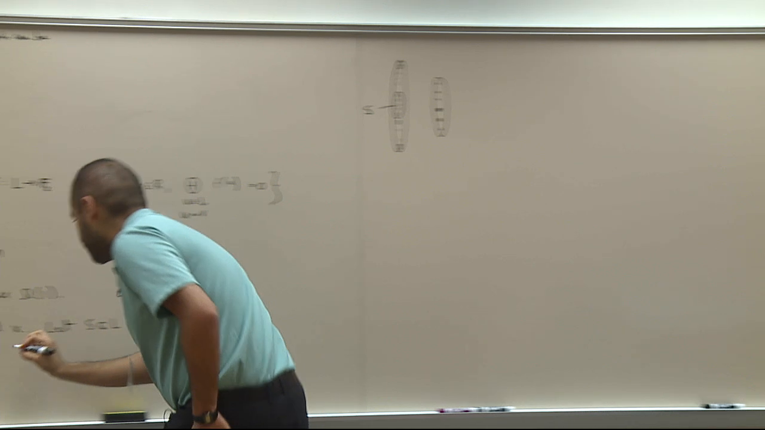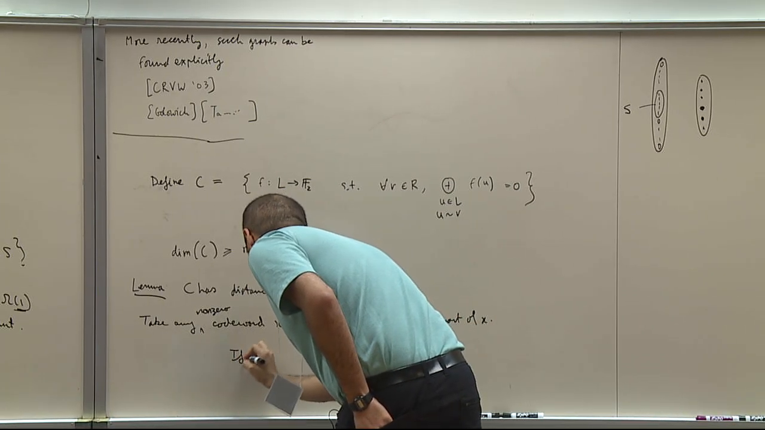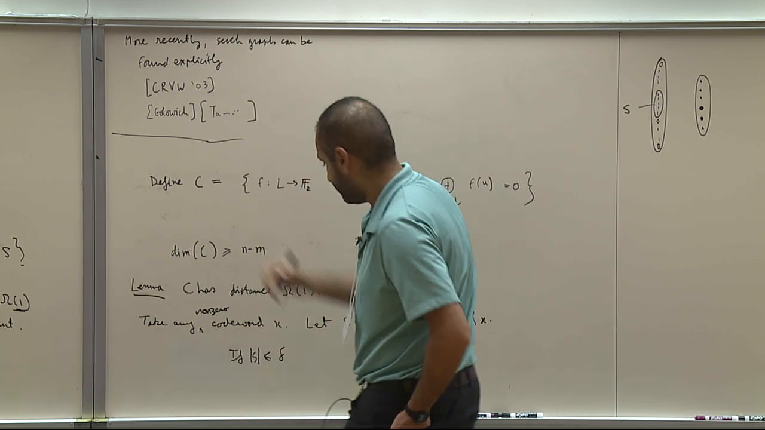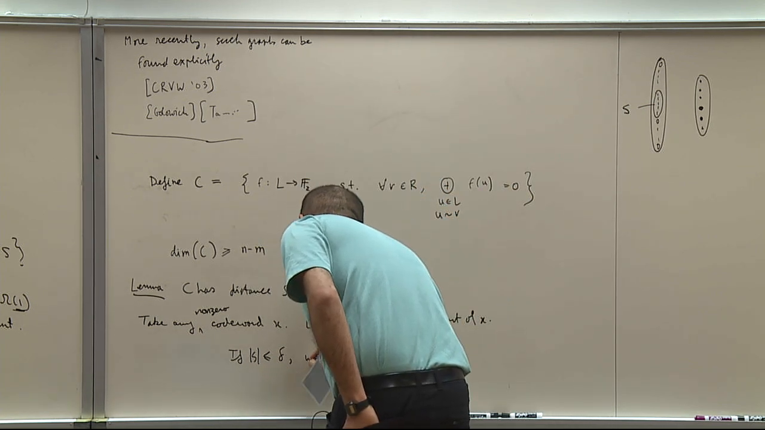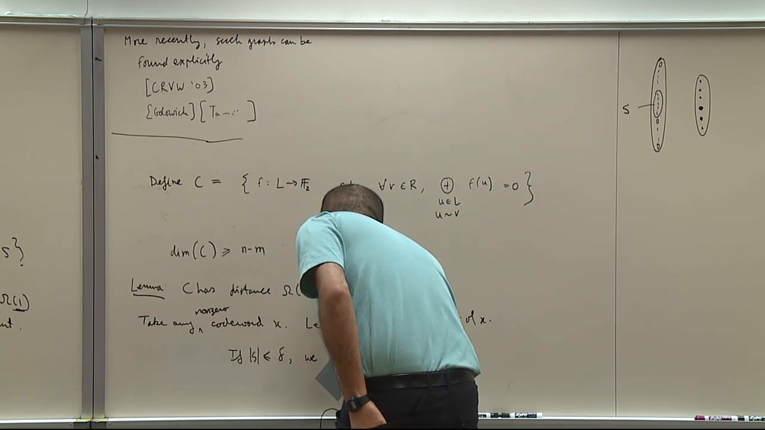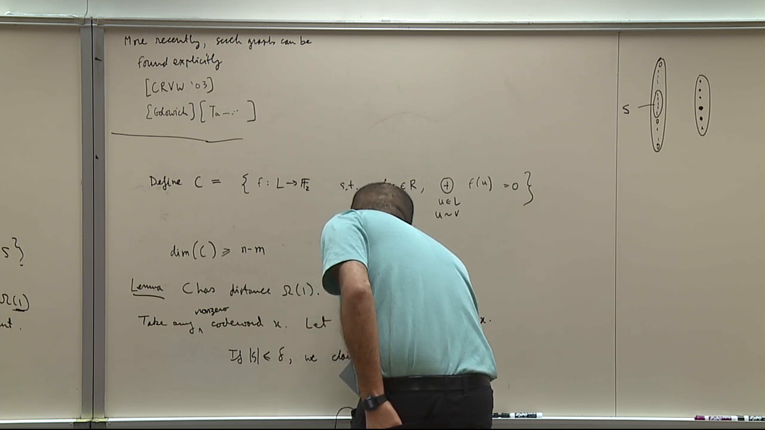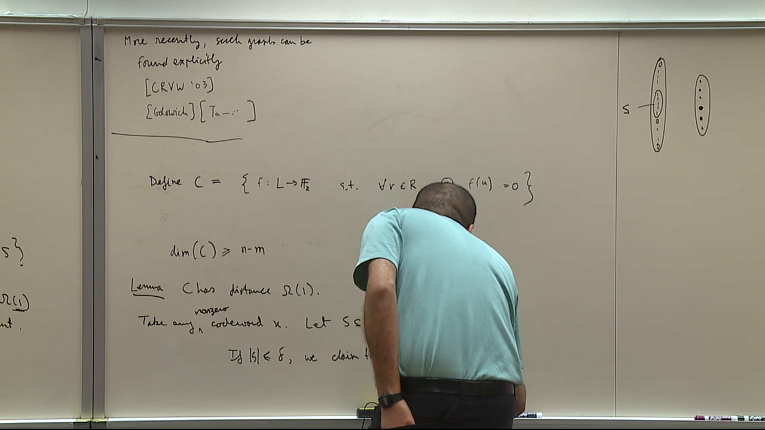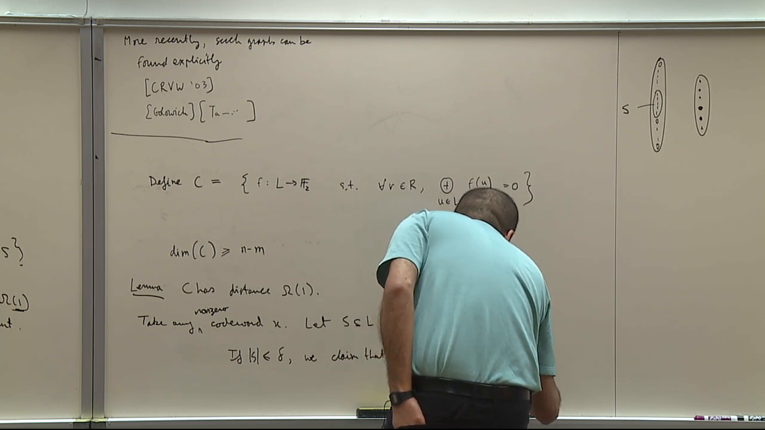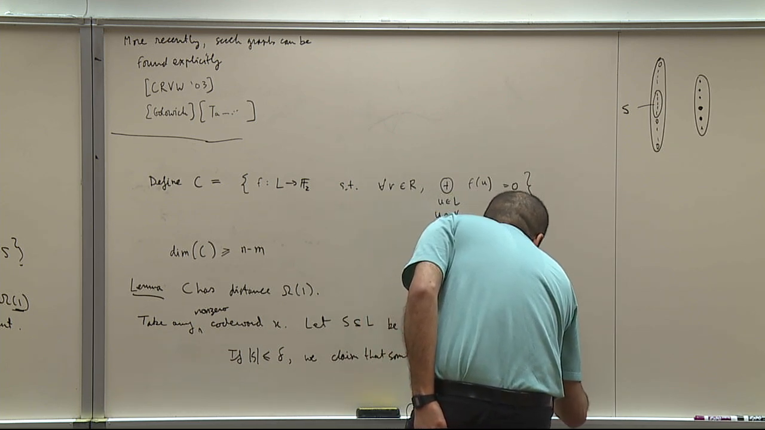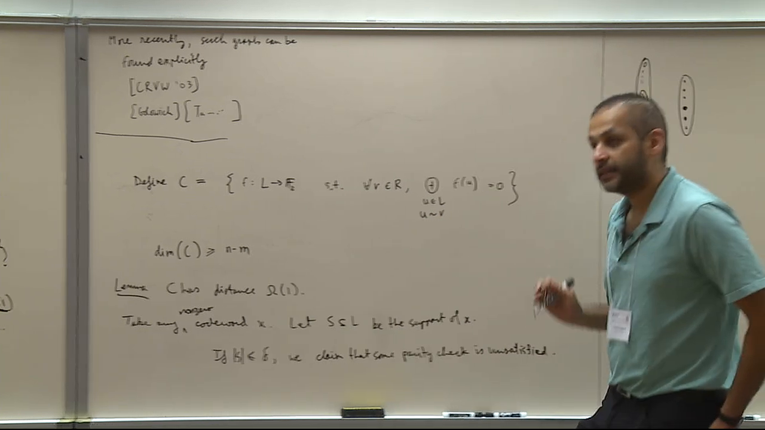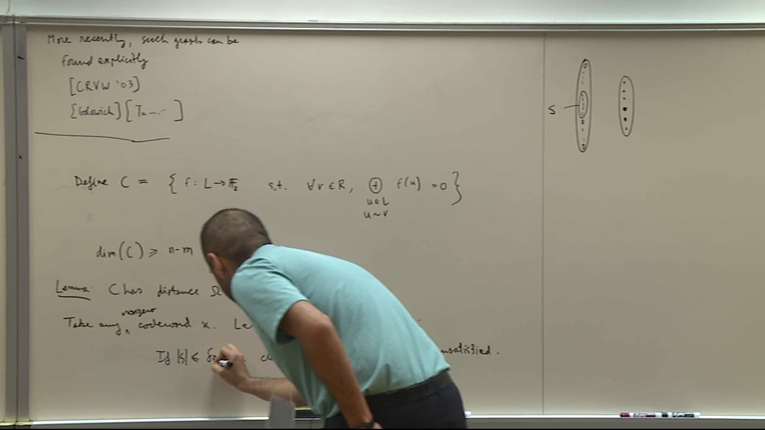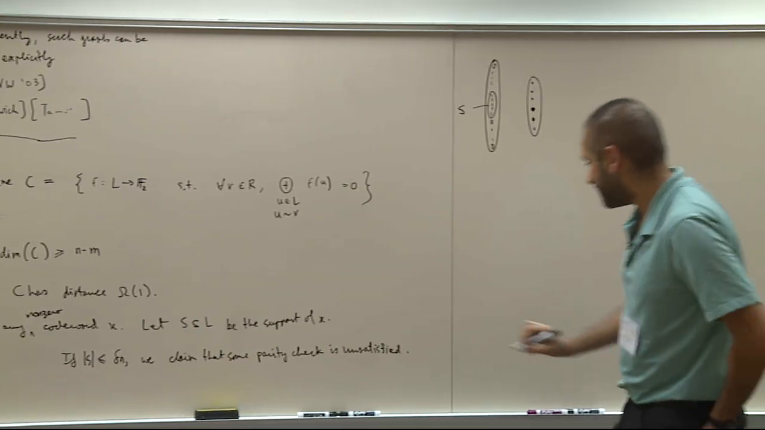Okay, so we want to show, if the size of S is at most delta, it's going to be the same delta. We claim that some parity check is unsatisfied. It should be delta times L, right? Correct, delta times L, that's it. Some parity check is unsatisfied.